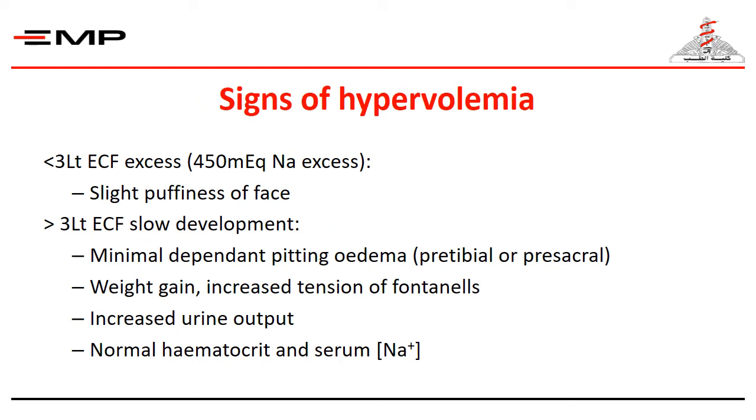Because plasma sodium is about 145 milliequivalent per liter, for each liter of extracellular fluid loss or gain, there is about 150 milliequivalent sodium loss or gain. The degree of hypervolemia can be estimated from the clinical signs, urine and blood tests shown in this slide.